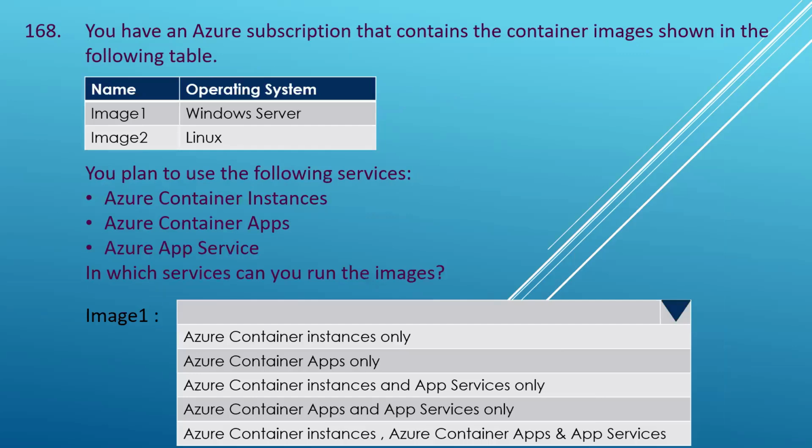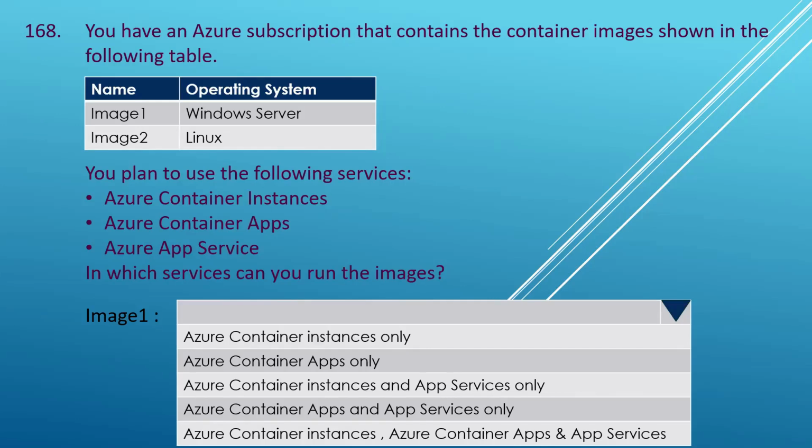Let's look at the next question. You have an Azure subscription that contains the container images shown in the following table. You have two images, image 1 and image 2. Image 1 uses Windows Server as its operating system and image 2 uses Linux. You plan to use the following services: Azure Container Instances, Azure Container Apps, and Azure App Service. In which services can you run the images?